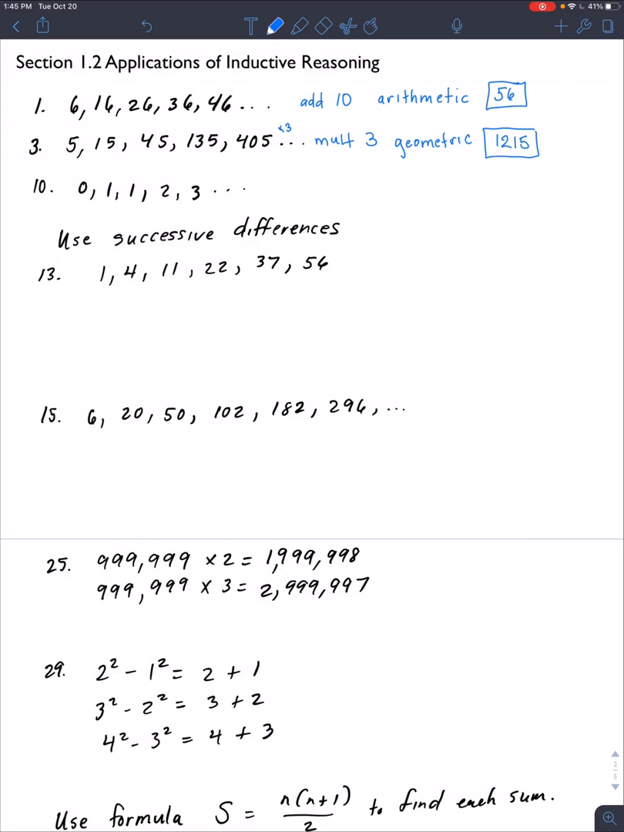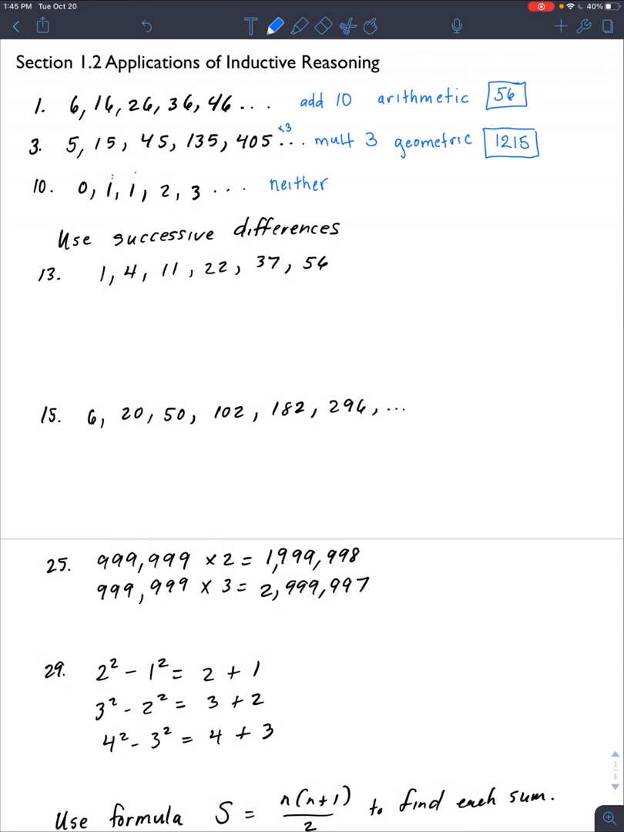Alright, one more, 0, 1, 1, 2, 3. You can't add, 0 plus 1 is 1, but 1 plus 1 is not 1, so you can't add to get to the next term, or subtract, and we can't multiply to get to the next term. So if you can't add or you can't multiply to get to the next term, this one is going to be a neither. This is a sample of neither.